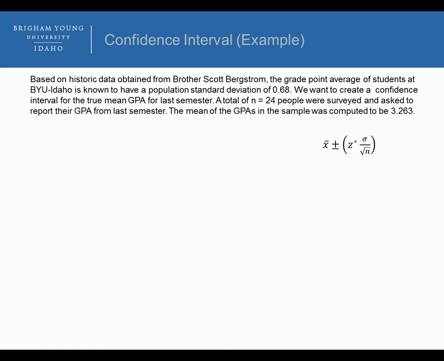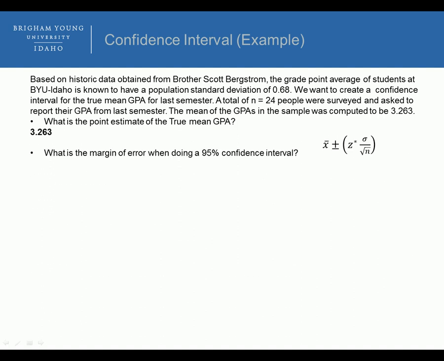A total of 24 people were surveyed and asked to report their GPA from last semester. The mean of the GPAs in the sample was computed to be 3.263. So the first question is, what is the point estimate of the true mean GPA? Well, the point estimate is x bar, our sample mean, and the mean from the sample is 3.263. Then, what is the margin of error when doing a 95% confidence interval?